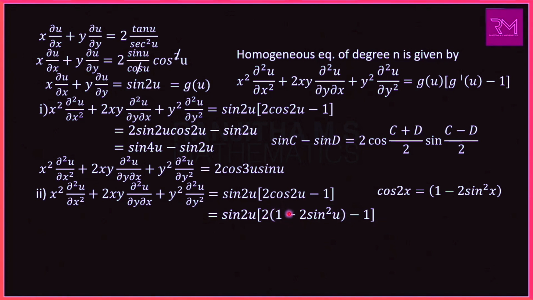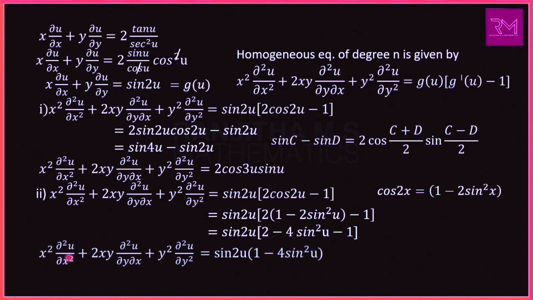Here multiplying 2 inside the bracket and simplifying, we get sin 2u into 2 times 1 is 2, minus 2 times 2 is 4 sin² u, minus 1. Here 2 minus 1 is 1. Hence we get x² ∂²u/∂x² + 2xy ∂²u/∂y∂x + y² ∂²u/∂y² equal to sin 2u into (1 − 4 sin² u). This completes the problem.